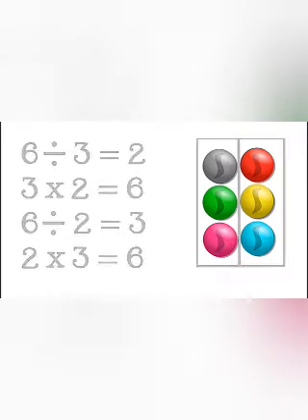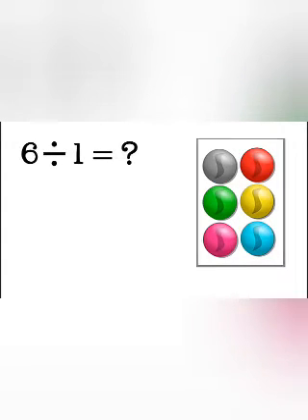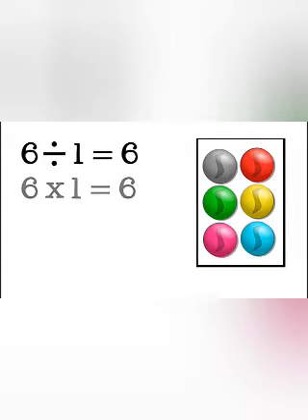Now what happens if you divide something by 1? Let's try 6 divided by 1. If you have 6 things and divide them into one group, how many are in that group? 6. Any number divided by 1 is the same number you started with.